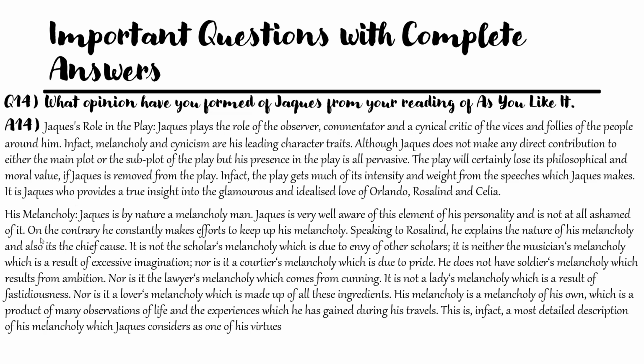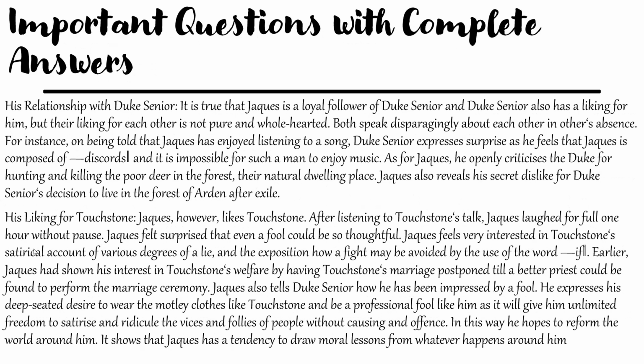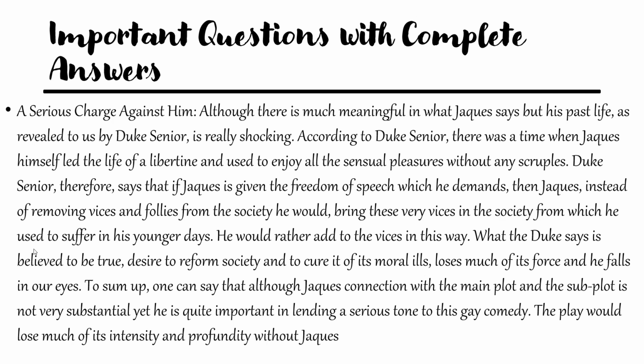And then we have question number 14, what opinion have you formed of Jaques from your reading of As You Like It? So talking about all the characters, the next one is Jaques's role in the play, his melancholy, and next we have his cynicism. His relationship with Duke Senior, and his liking for Touchstone. So in this way you can write the character sketch of Jaques, and then we have a serious charge against him.